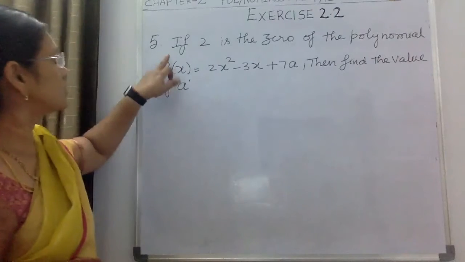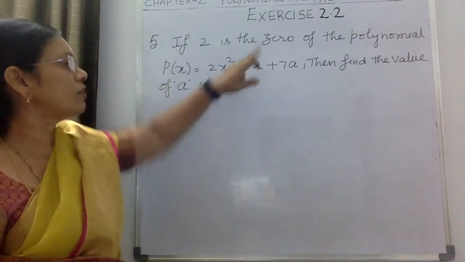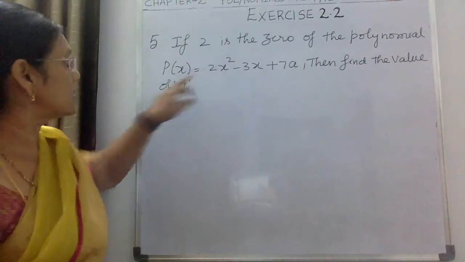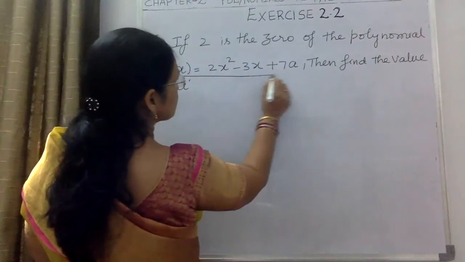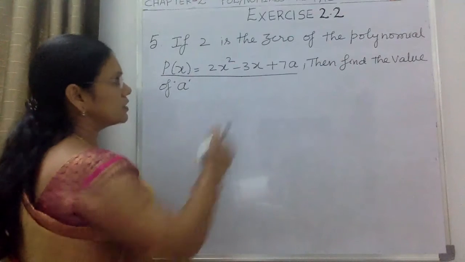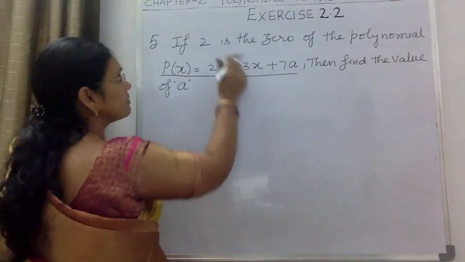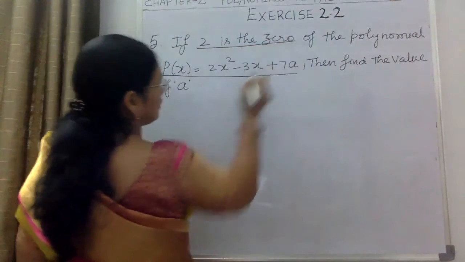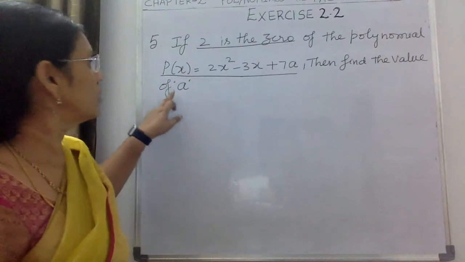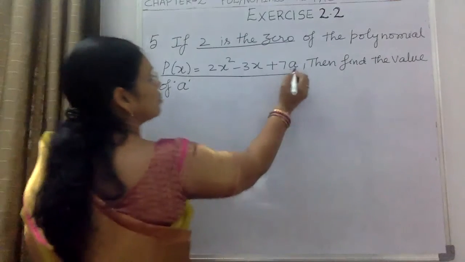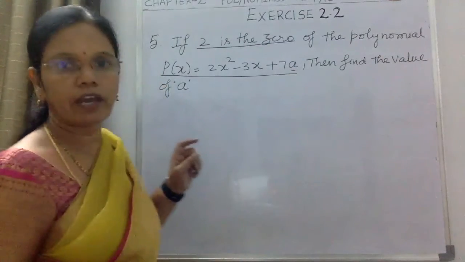See the fifth question, children. If 2 is the zero of the polynomial, what is the polynomial given? p of x is equal to 2x square minus 3x plus 7a. This is the polynomial and it is given that 2 is the zero of this polynomial. Then what should we find? We should find the value of a. We don't know the value of a.